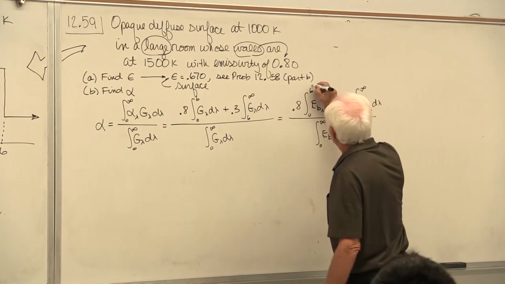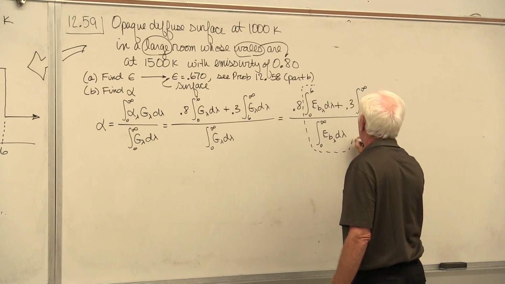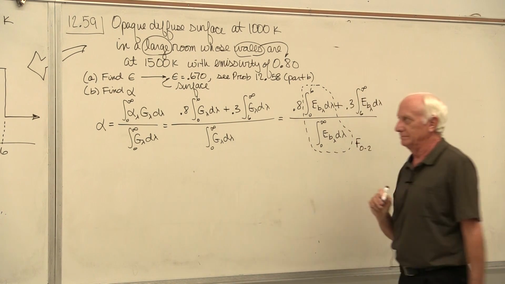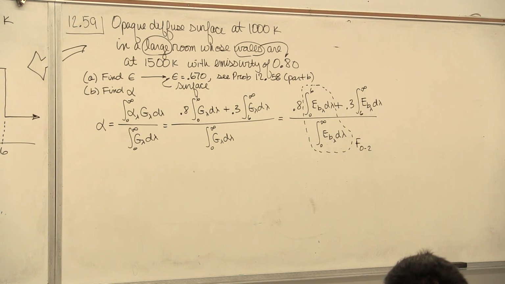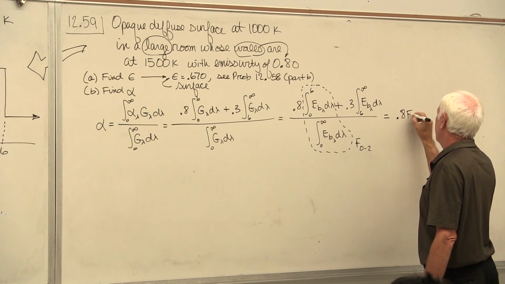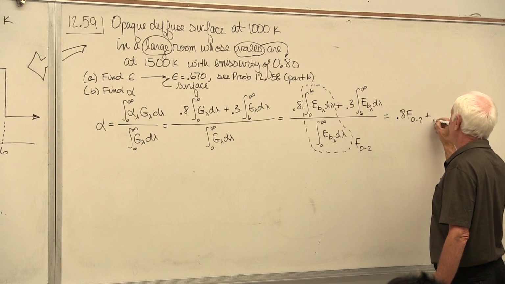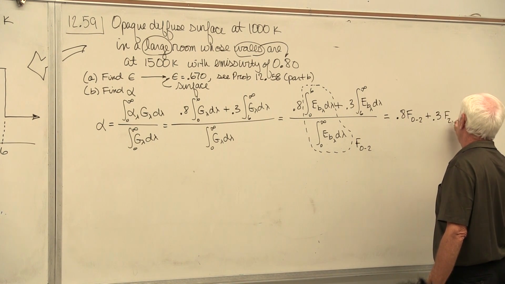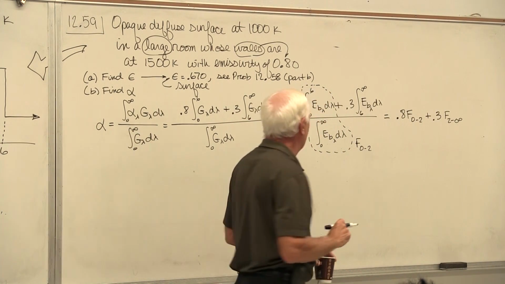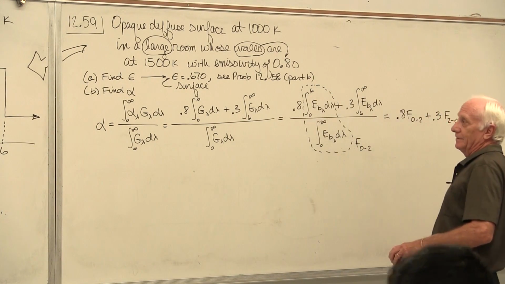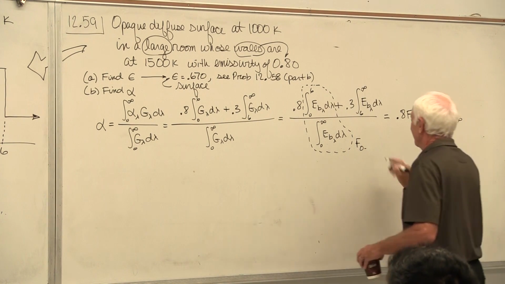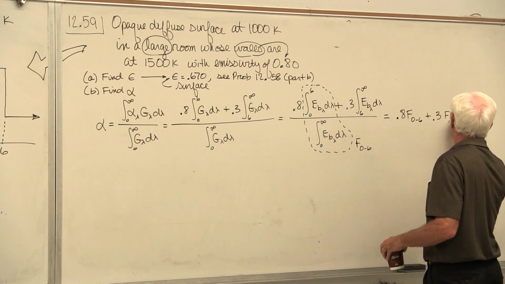Okay, then I say, you know what? I think I've seen this before somewhere in chapter 12. Yes, you have. That's F0 to 6. So now this becomes 0.8 F0 to 6 plus 0.3 F6 to infinity. On the picture, thank you, this guy was 6. This should be 6, and that should be 6, and that should be 6. Got it.